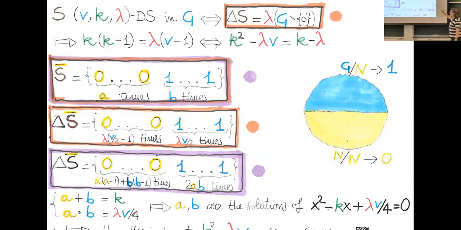This is our G. We have the yellow subgroup of index 2. The remaining elements are the blue elements. So if I consider the quotient G over N, I have Z2, 0 and 1. So this equality implies the obvious necessary condition for the existence of a difference set: k times (k minus 1) must be equal to lambda times (v minus 1), which can be seen if you bring lambda v on the left hand side and k on the right hand side: k squared minus lambda v equals k minus lambda. So we have to prove that k squared minus lambda v is a square.